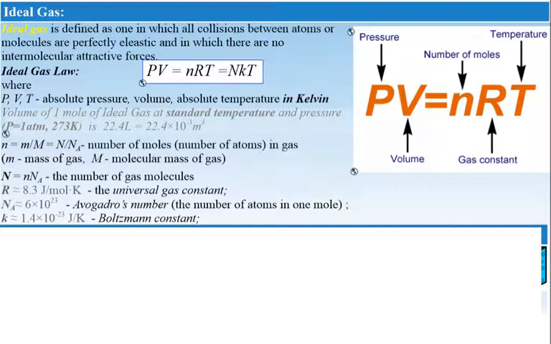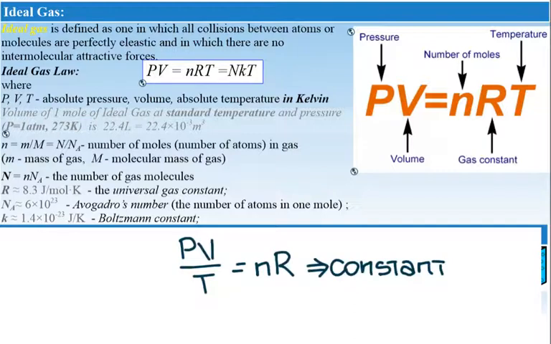So if you take a specific gas, then PV over T is equal to nR, and it is a constant. If you take a certain amount of moles, and if you change pressure, then the volume or the temperature has to change. And if you change volume, then the pressure or the temperature has to change, because the combination of the three of them will always have to give you the same number. It's a constant.